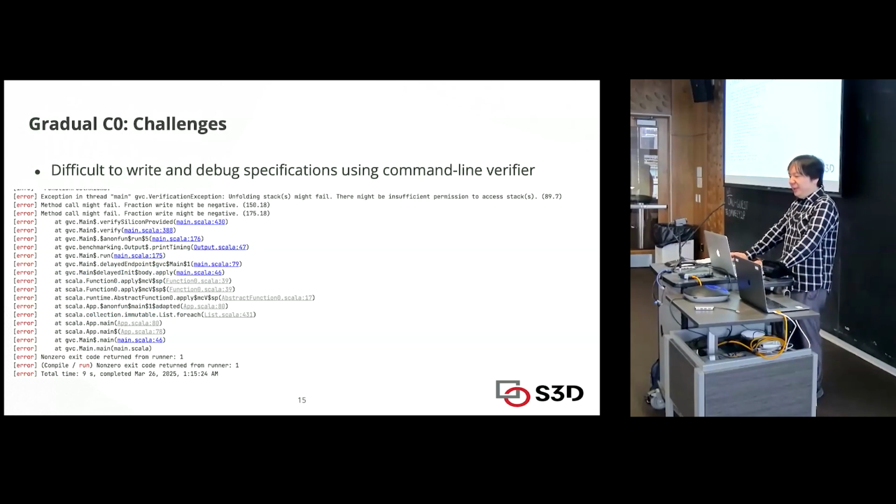So our experience was that using the gradual C0 command line verifier was very challenging for several reasons. Writing implicit dynamic frames annotations was very challenging because it was tedious to keep track of whether predicates were folded and unfolded.